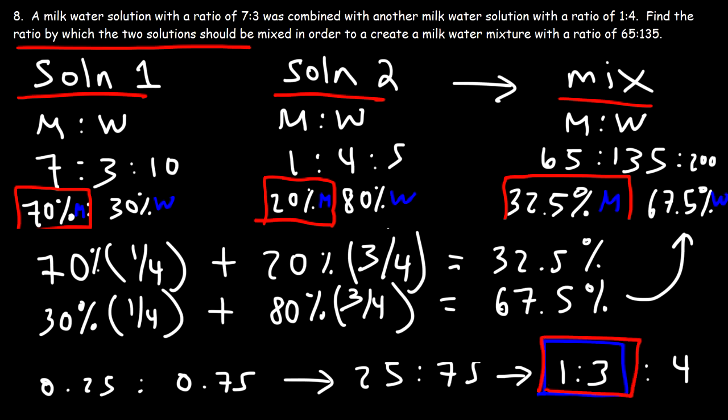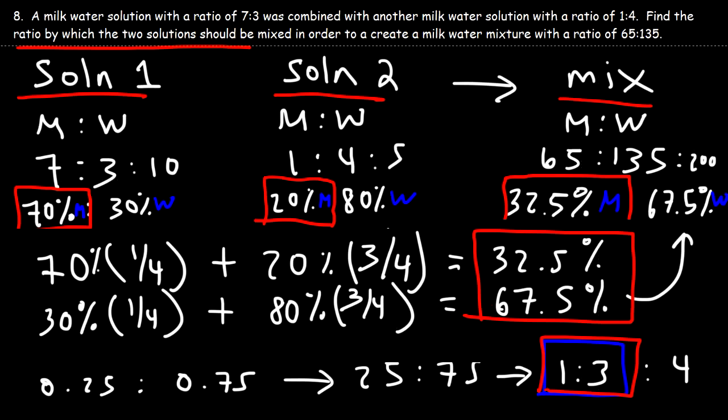We took 1 part of solution 1 and mixed it with 3 parts of solution 2 to get the mixture with these concentrations. That is the concentration of milk and water in the mixture. And so that's it for number 8. And that's basically it for this entire video.